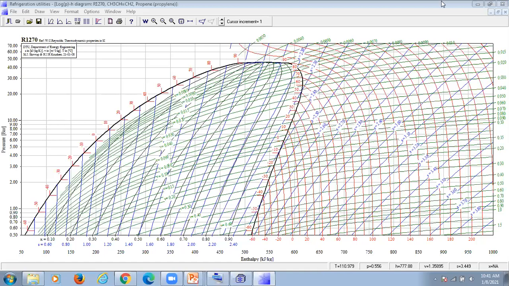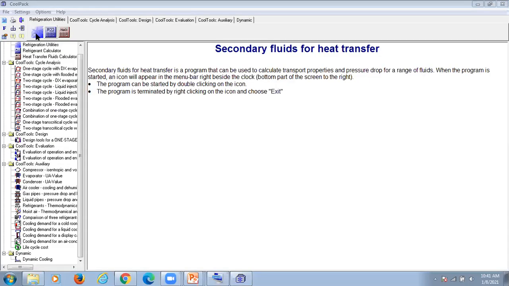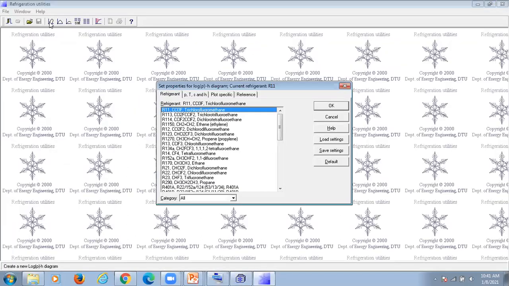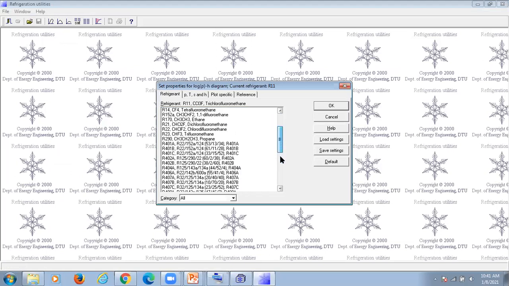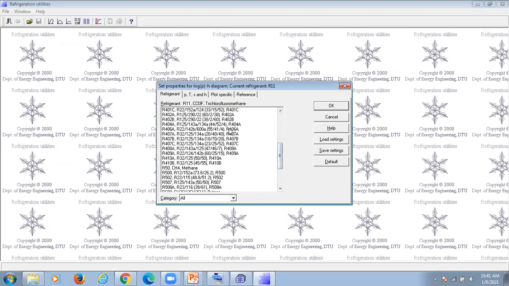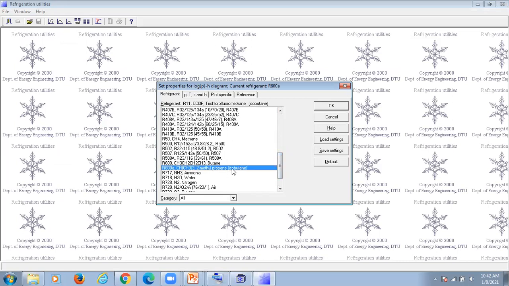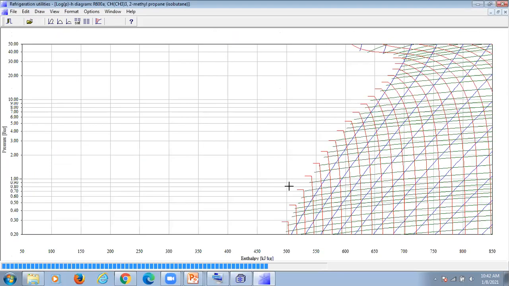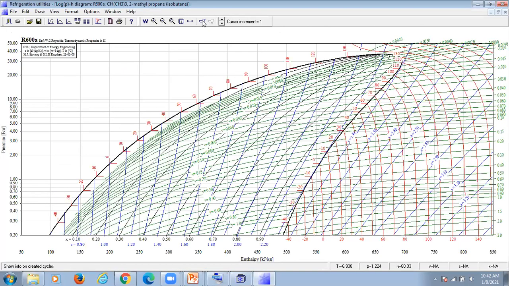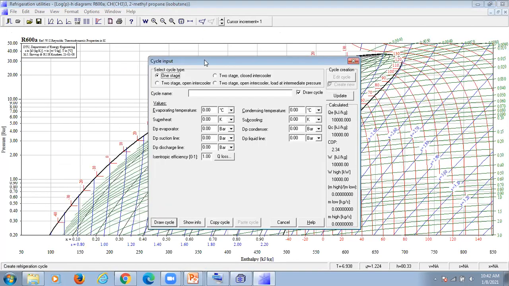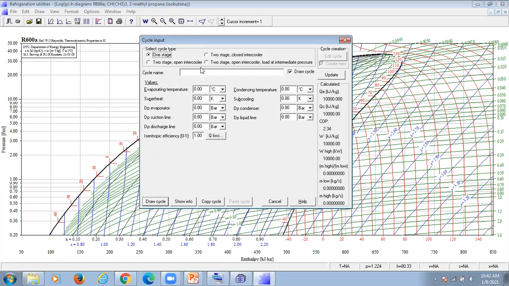I hope you all can hear. So let me start from the beginning. Here, the pH diagram for R600A. Okay, so this is the one. So there is a drawn cycle. See what happens here.